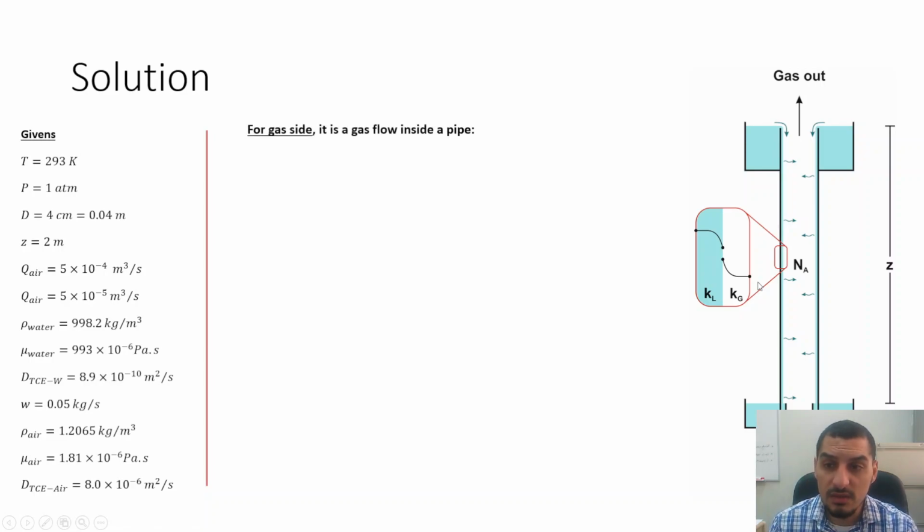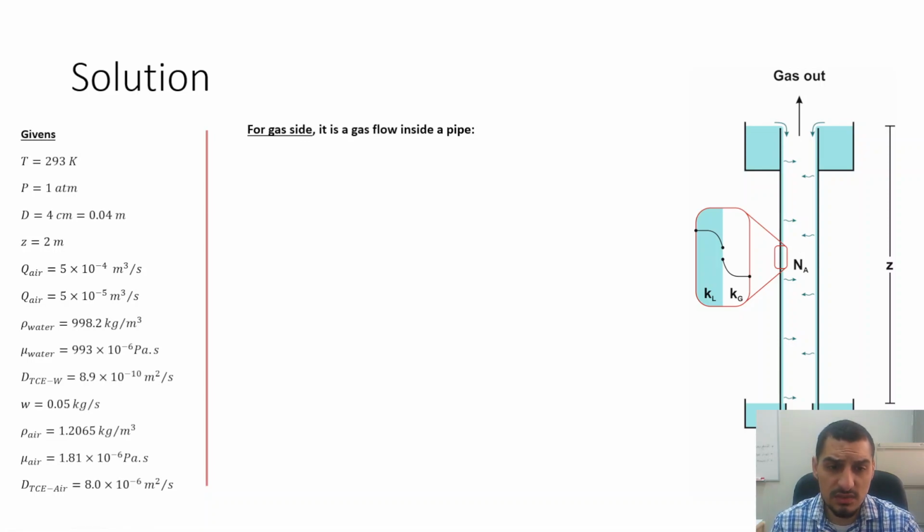So we will do the calculations twice. We will do the calculations once for the gas phase and once for the liquid phase. So for the gas phase, this is simply a flow inside the pipe. This is a typical case of flow inside the pipe, where we have mass transfer between the pipe inner surface and the bulk of the gas phase.